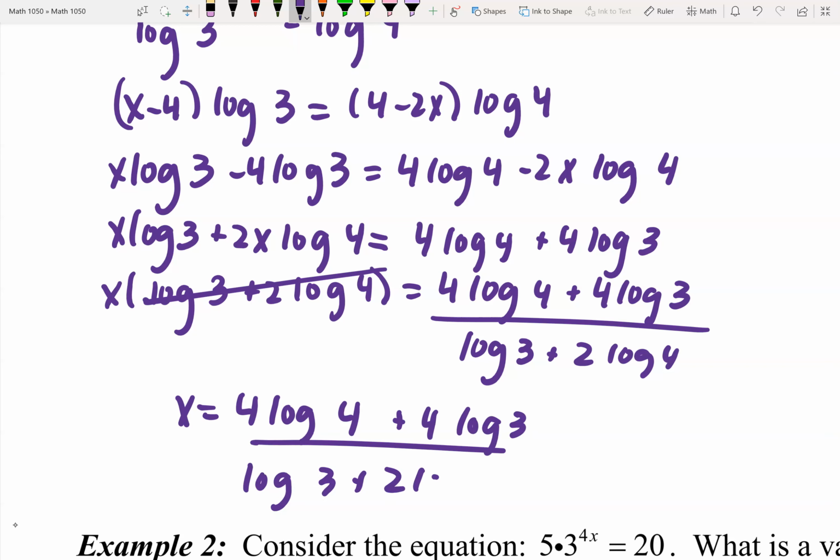Did I make a mistake? Go ahead, honey. No, I'm just wondering, should you take out the 4 on the 4 log 4 plus 4 log 3? They want you to simplify completely, and simplify completely means I don't have any parentheses in my answer, so no. Okay, anybody else, questions? Okay, that's it.